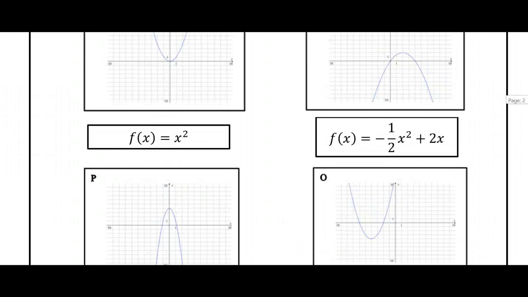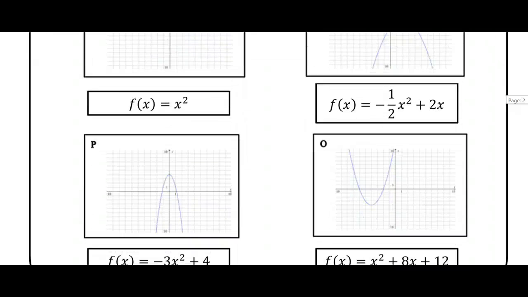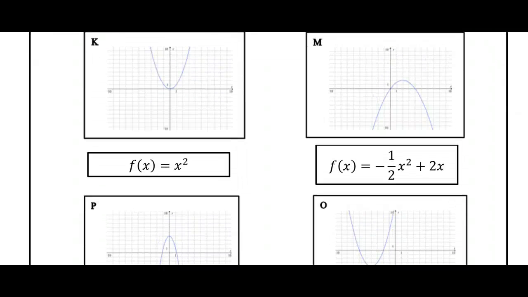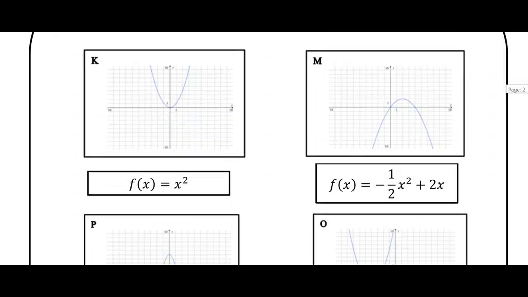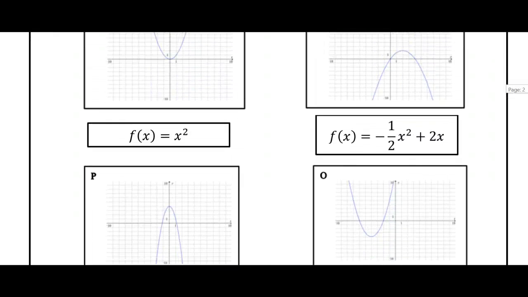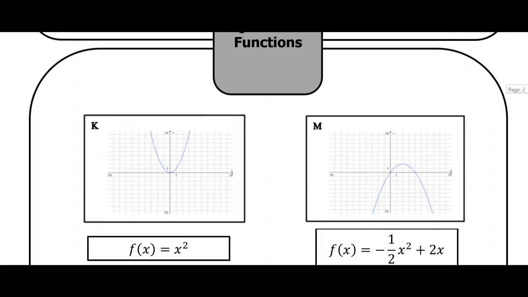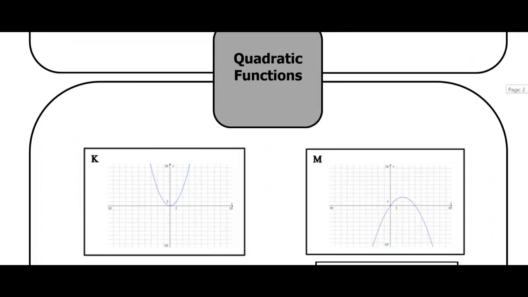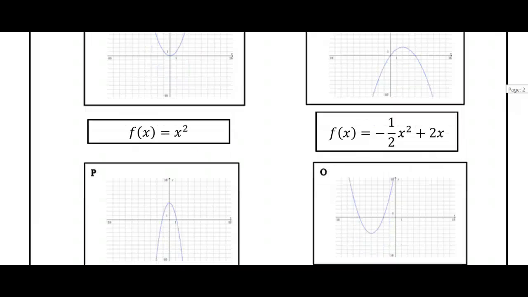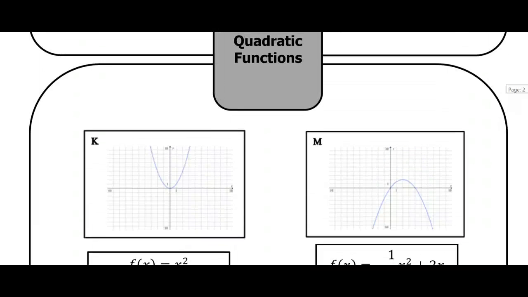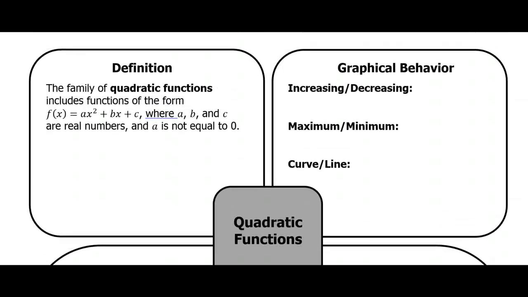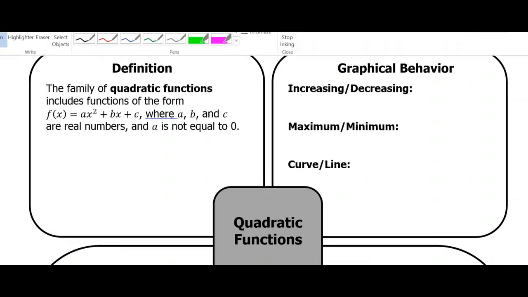One thing you notice about all of these graphs here is they're all that U shape that we saw in the last video. That U shape has a special name. Its name is a parabola, and we'll talk a lot more about that in a unit that we do at the end of the year. But for right now, I just want you to know that U-shaped graphs are in the family of quadratic functions. And so let's talk about their graphical behavior first of all.